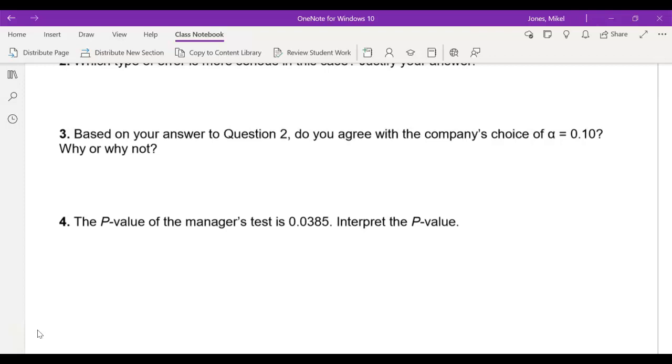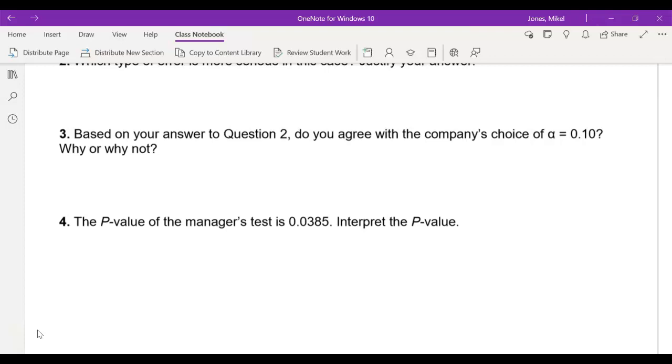So let's just say that the manager performs the hypothesis test and they get a p-value of 3%. Okay, that's a low p-value, and so they would reject the null hypothesis in order to say that, yeah, the additional employee probably is helping, so we're going to keep that additional employee on.